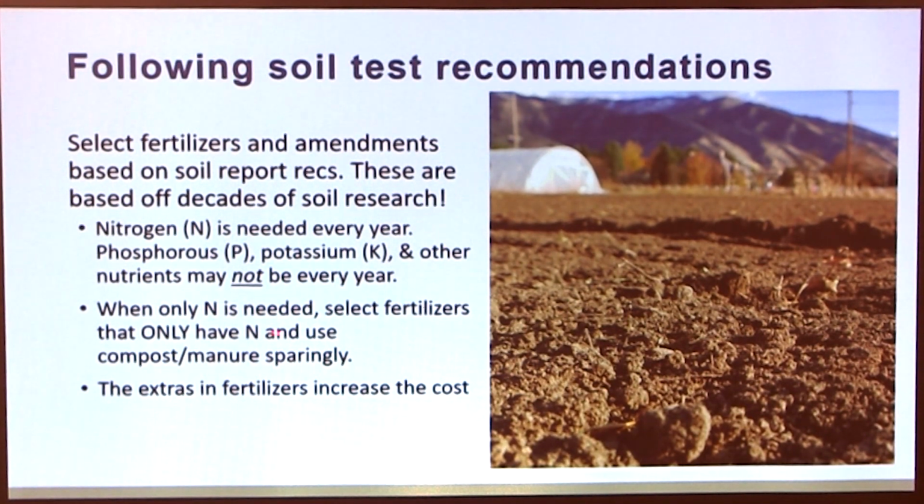So when only nitrogen is needed, so say we're in that situation, it's important to select fertilizers that only have N and then use the other things more sparingly. So one of our recommendations has been to use compost and manure based on the P need, the phosphorus need, and then supplement the rest of the nitrogen. If I put on enough to meet my nitrogen need, I've way overdone it on the other nutrients.